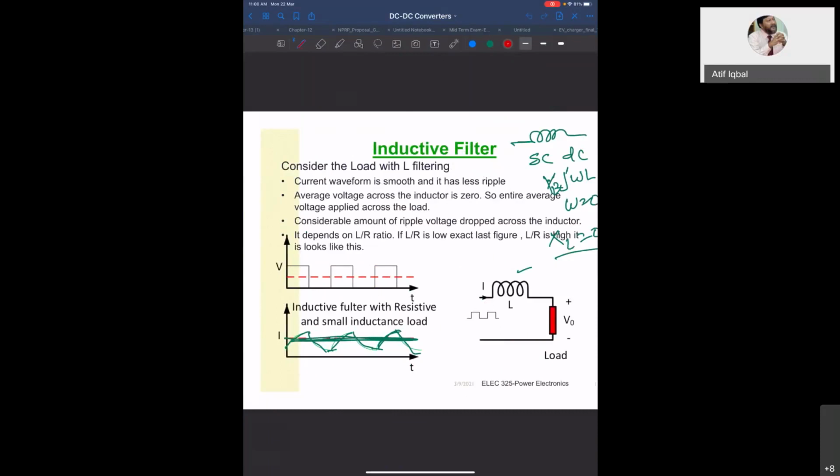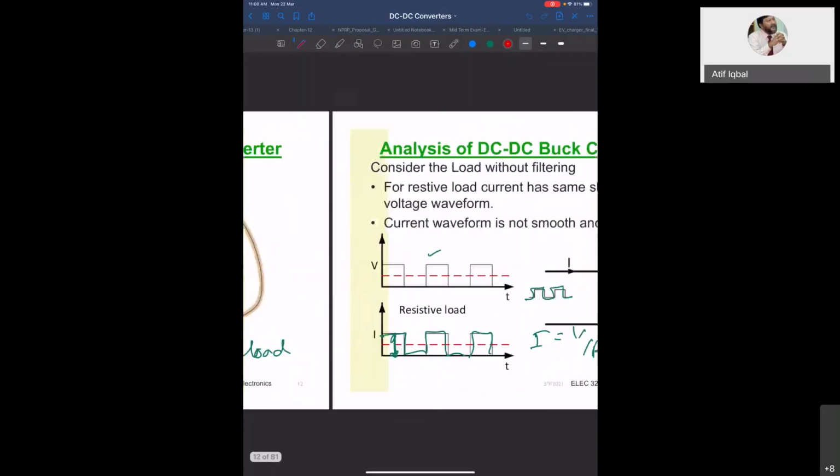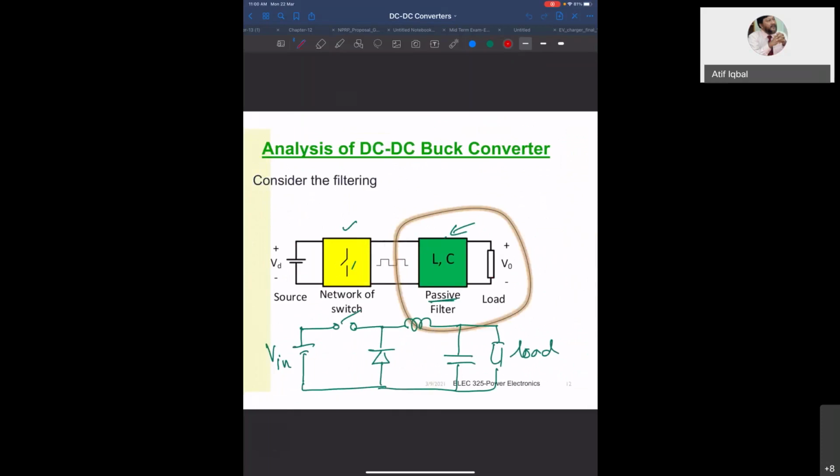There are two major parts of any converter. One is the switching network and another is the filter. These two parts comprise one converter. This can be a buck converter, boost converter, or buck-boost converter. If you look at the circuit diagram of a buck converter, this is the switching network and this is the LC filter. And as you know, the filter reduces the ripple in the voltage and current.